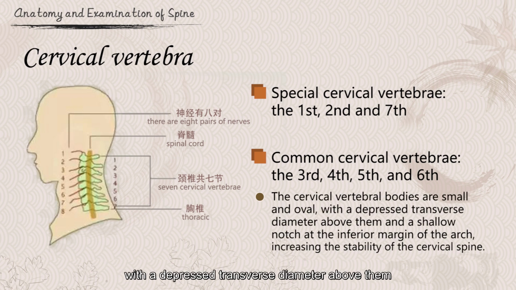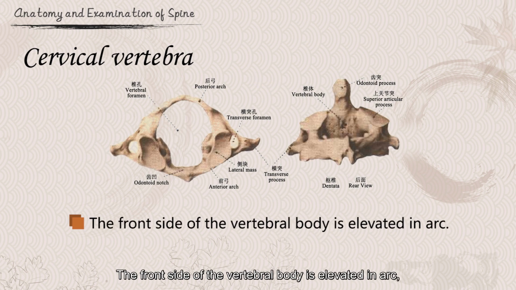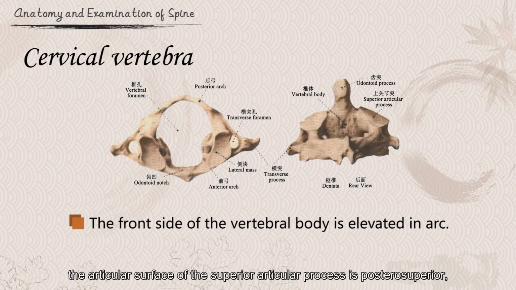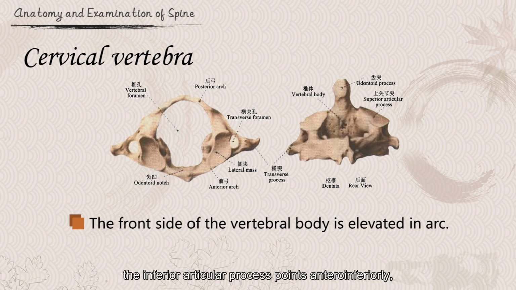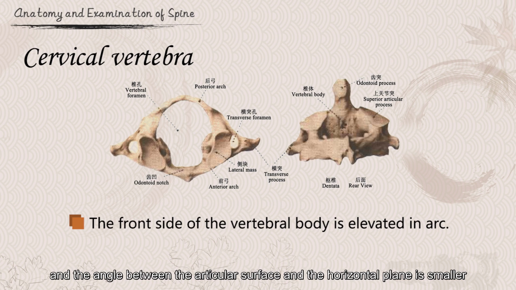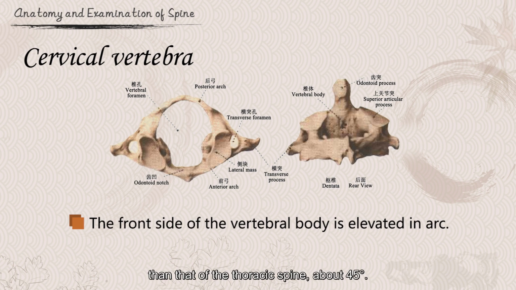oval, with a depressed transverse diameter above them and a shallow notch at the inferior margin of the arch, increasing the stability of the cervical spine. The front side of the vertebral body is elevated in an arc. The articular surface of the superior articular process is posterior superior. The inferior articular process points and rolls inferiorly, and the angle between the articular surface and the horizontal plane is smaller than that of the thoracic spine, about 45 degrees. The vertebral body is susceptible to dislocation or subluxation caused by flexion violence.